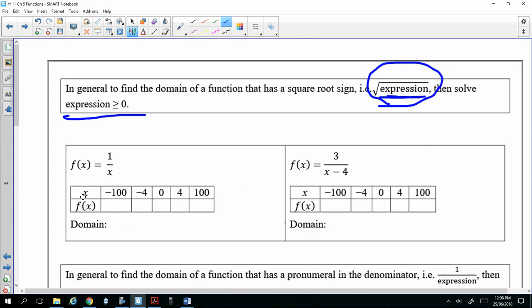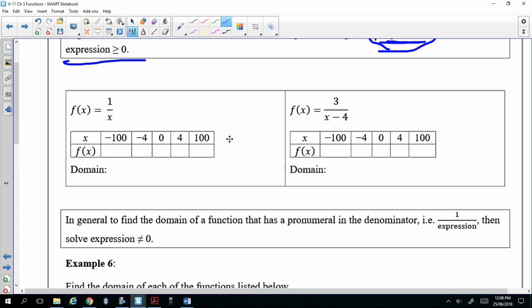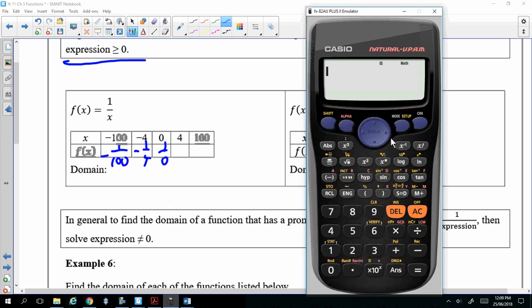Now let's look at a different type of function where you have x in the denominator. Can you substitute negative 100 in? Yes, you can, you just get negative 1 over 100. Negative 4, negative 1 over 4. How about 0? Can you do 1 over 0? You can't. Because if you do 1 over 0 on a calculator, you will get an error, because you can never divide by 0. So the answer is no, you can't have 0.